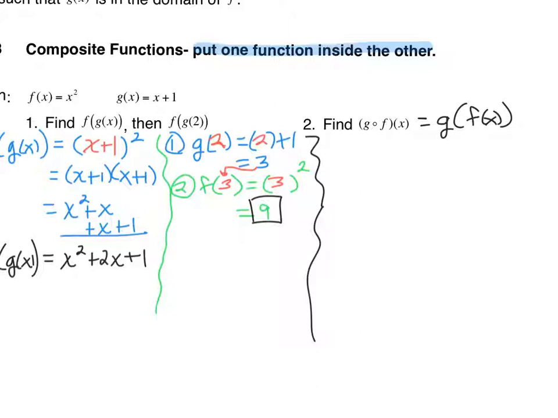So if I find g of f of x, I'm going to start with the g function because it's on the outside, and I've got something plus 1. Then inside the g function, I'm going to put the f function, which is x squared. There's nothing for me to do here, so I can drop the parentheses, and my final answer is going to be x squared plus 1.